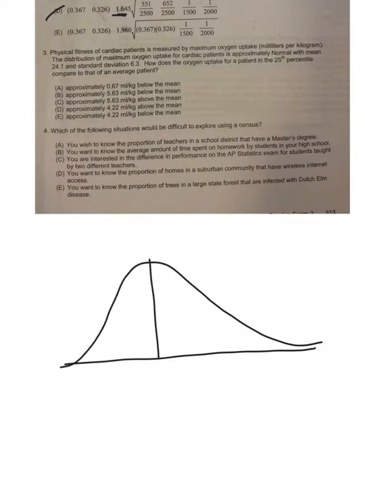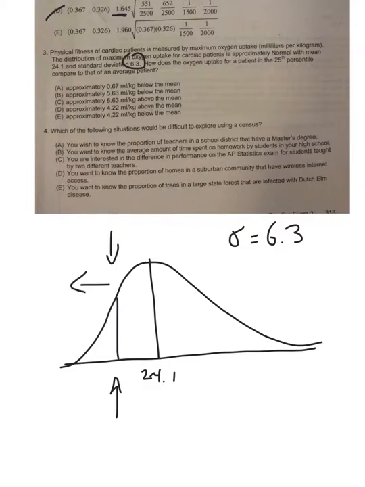Okay, these are always tricky and they're always on the exam, so I always draw a picture. So here we have this normal distribution and the average patient right there. In the middle is what? 24.1. And then standard deviation is 6.3. So the 25th percentile is right there. 25% of the patients are below that place.